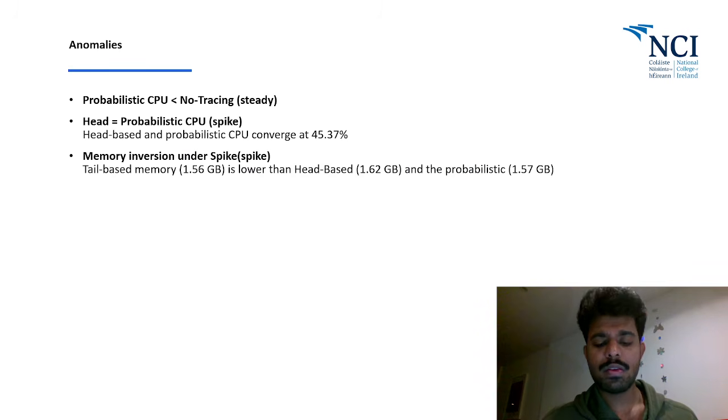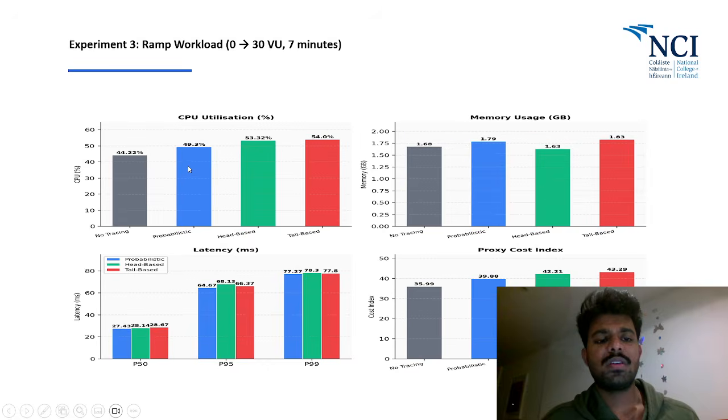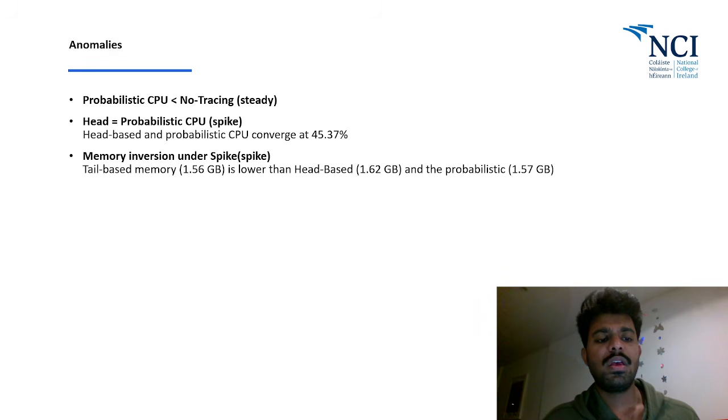But there are some anomalies here. Looking at the CPU utilization, tail sampling is 25.37, which is greater than probabilistic sampling. Theoretically it must be less than probabilistic sampling, but because of some anomaly, the value I'm getting is higher than probabilistic sampling. So I consider this an anomaly I'm facing.